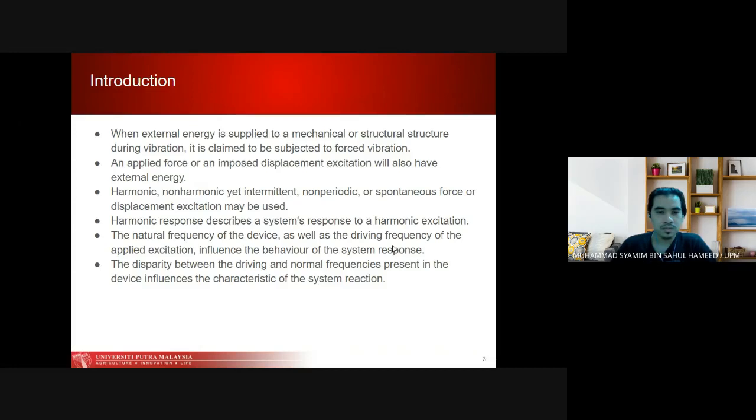The harmonic response describes a system response to a harmonic excitation. Therefore the natural frequency of the device as well as the driving frequency of the applied excitation influence the behavior of the system response, which can also be known as the disparity between the driving and natural frequencies present in the device, influencing the characteristic of the system reaction.